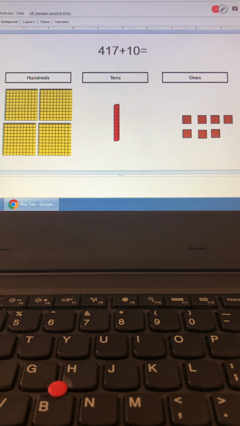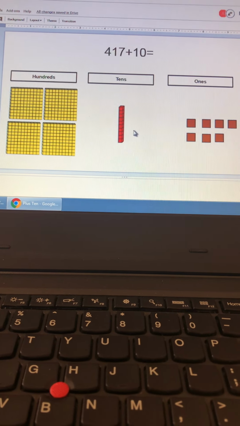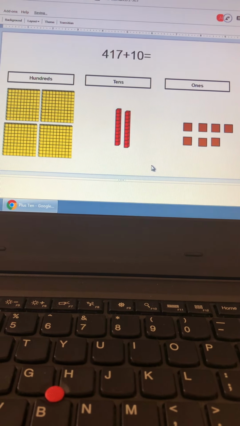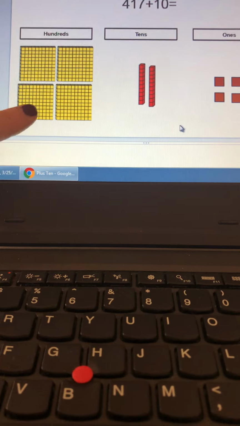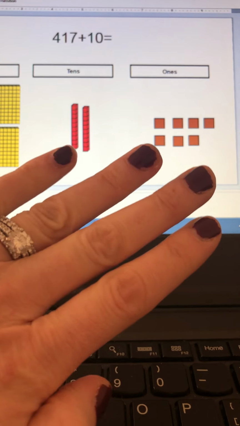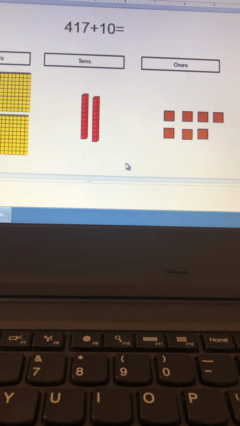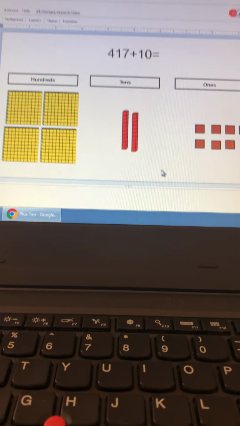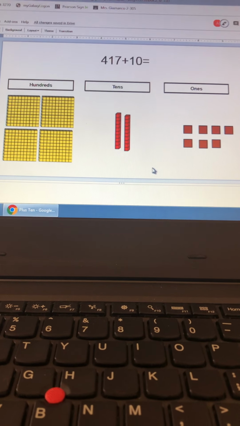All right, I heard a lot of you say 427. Let's see if Ms. Dramenko adds another 10. Do we get 427? Let's see, how many hundreds do we have? 4. How many 10s do we have? 2. What about my ones? 7 still, right? If I remember the rule of adding 10, my ones place value stays the same. Thumbs up if you agree. 417 plus 10 equals 427. Yes, very good. Let's see what's next.